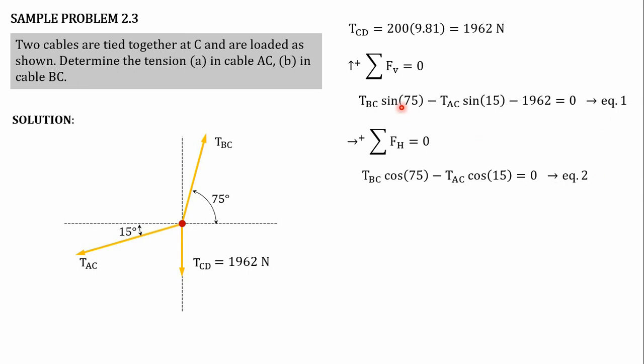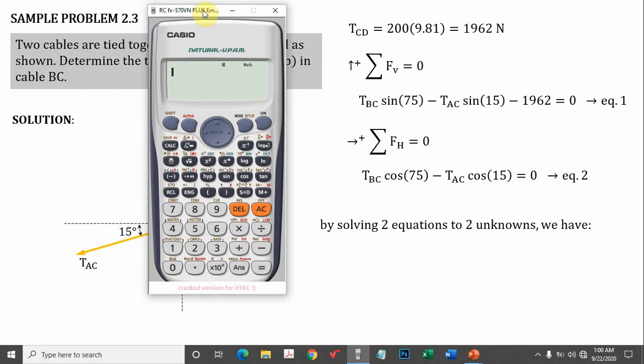Okay, so may dalawang unknown tayo, no? Tension BC and tension AC. Okay, so ang gawin ko, gamitin ko lang yung solving two equations of two unknowns we have, using calculator lang tayo. Okay, gamitin niyo yung calculator niyo. Huwag kayong matakot dito. Okay? So para mag-solve tayo ng two equations, two unknowns, mag-mode equation lang tayo, mode 5, and then ito yung 1 natin. Okay, kailangan tandaan natin yung arrangement ng equation na i-input natin.